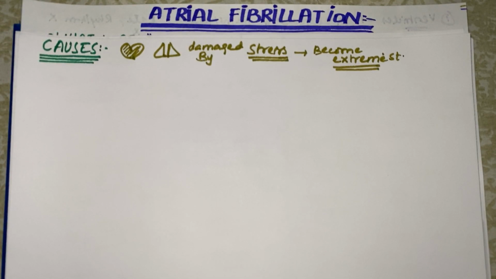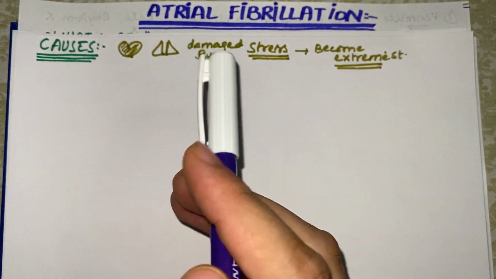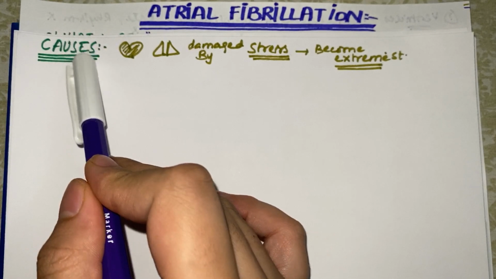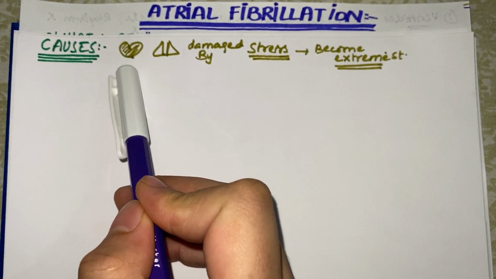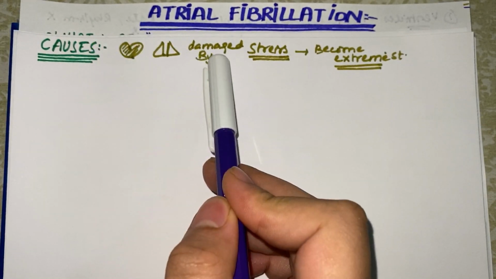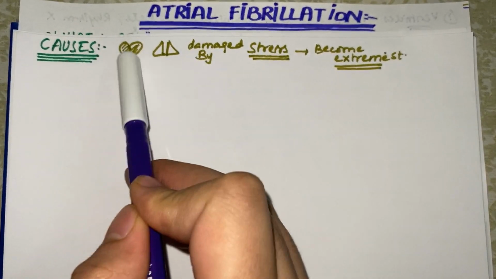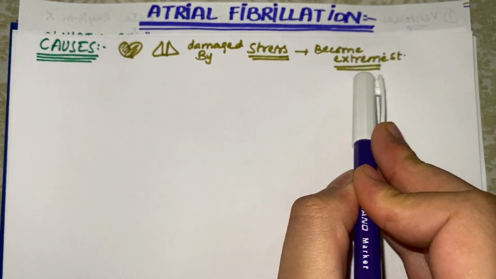So starting with the causes of atrial fibrillation. For understanding the causes, I have made a mnemonic, since atrial fibrillation is a part of the heart, the atria, to memorize its causes, and these causes help us in the diagnosis of the patient. The mnemonic is that heart and lungs are two best friends who are damaged by, of course, stress, and after this damage they become extremists.